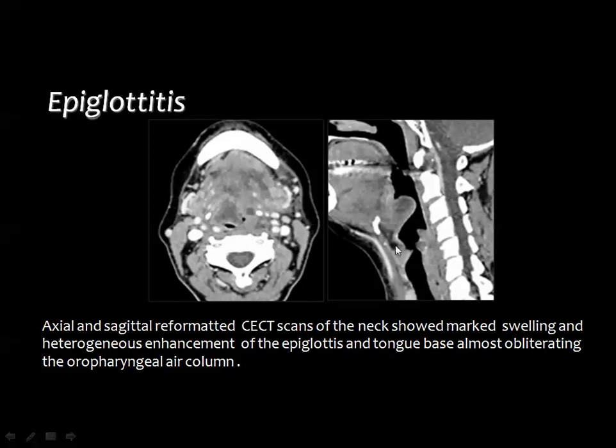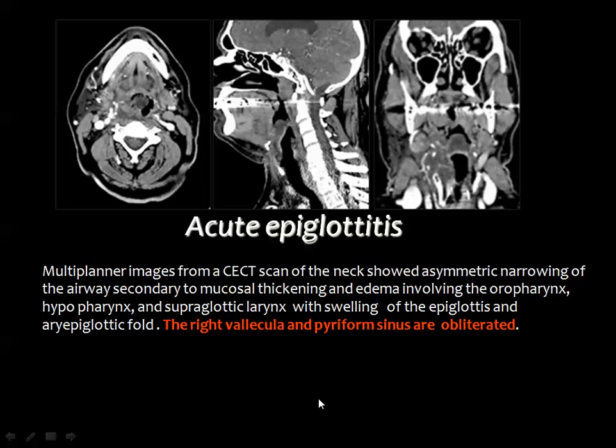The sagittal image is very informative, of course. In another example of acute epiglottitis, you see the epiglottis, which is swollen and edematous. You see the encroachment on the airway, and in the coronal image, you see this is the epiglottis, which is swollen, and the spread of infection along the aryepiglottic fold, reaching the region of the arytenoid cartilage.